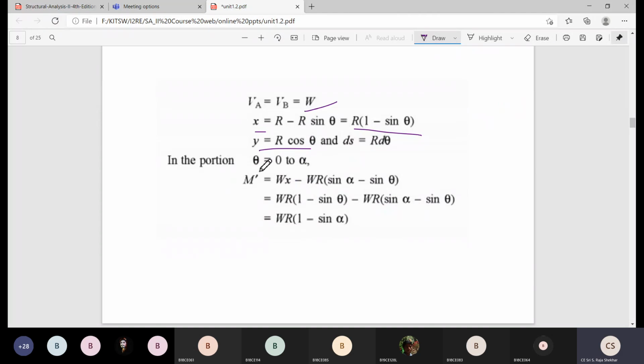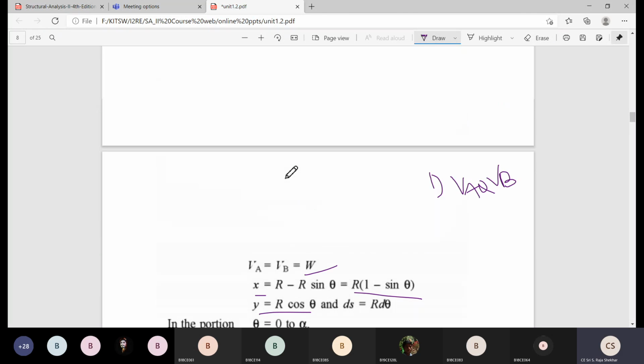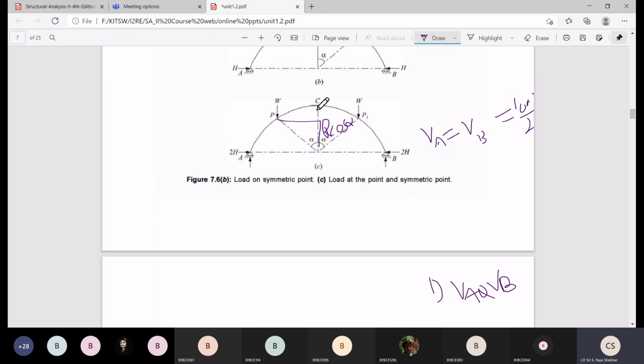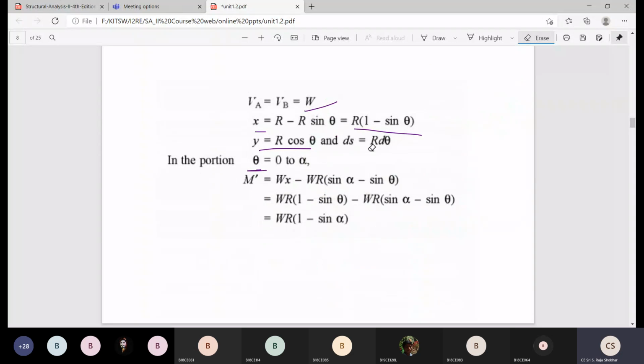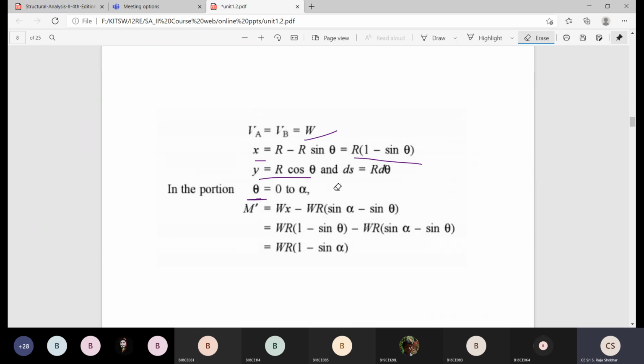In this portion, the angle theta varies from 0 to alpha. This is the 0 angle. Let us suppose theta varies from 0 to alpha. So we need to calculate the H value in the range of 0 to alpha. Theta ranges between 0 to alpha here also. So ds is equal to R d theta. Now calculate M dash, which is a moment.